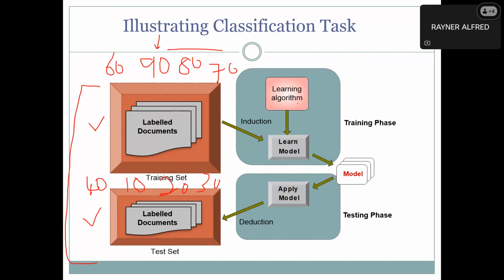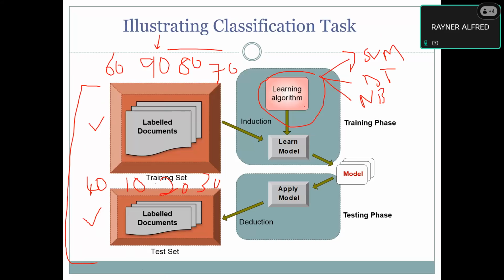Okay. So once we train the model, so this is the learning algorithm. So this one could be support vector machine, decision tree, or naive Bayes. So once we build the model, so we have the model here. So we take the label document to be classified, and then we compare the actual class with the predicted class. So from there we can compute the number, the percentage of correctly classified document.